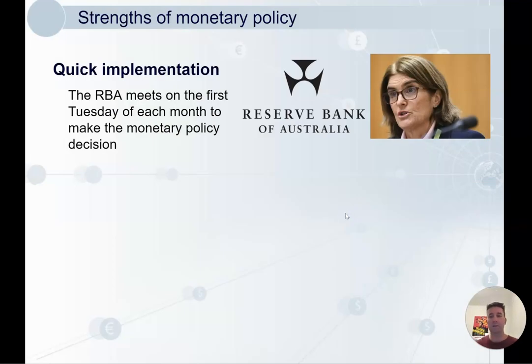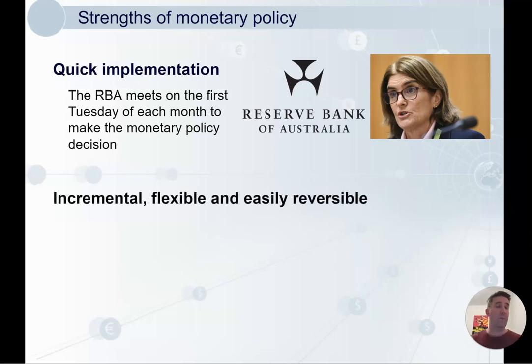Okay, some evaluation of monetary policy. I've seen this woman. This is the governor of the Reserve Bank, the first woman to ever do that. She's been in the job not too long now. Strengths of monetary policy: quick implementation. The board of the Reserve Bank meets on the first Tuesday of every month, and they make a decision on monetary policy. They say, are we going to raise interest rates, lower interest rates, or keep them the same as they were? Right, that's what they do. So if something needs to be done, it can be done pretty quickly.